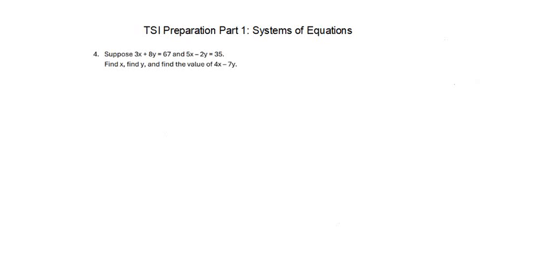So here's question 4. Suppose 3x plus 8y is 67 and 5x minus 2y equals 35. Find x, find y, and find the value of 4x minus 7y. So what we will do is start by writing down both equations. So 3x plus 8y equals 67, and 5x minus 2y equals 35.